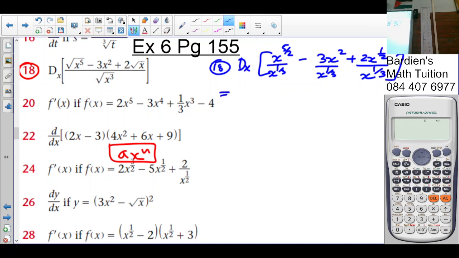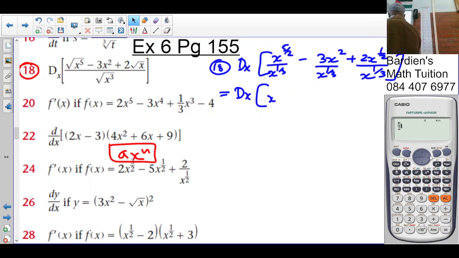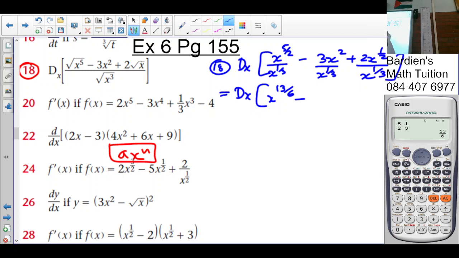So I'm still simplifying. So that's going to give us x to the, what is 5 over 2 minus a third? So put it in the calculator. 5 over 2 minus a third gives you 13 over 6. Okay, minus 3x squared minus a third is 5 over 3, plus 2x, sorry.